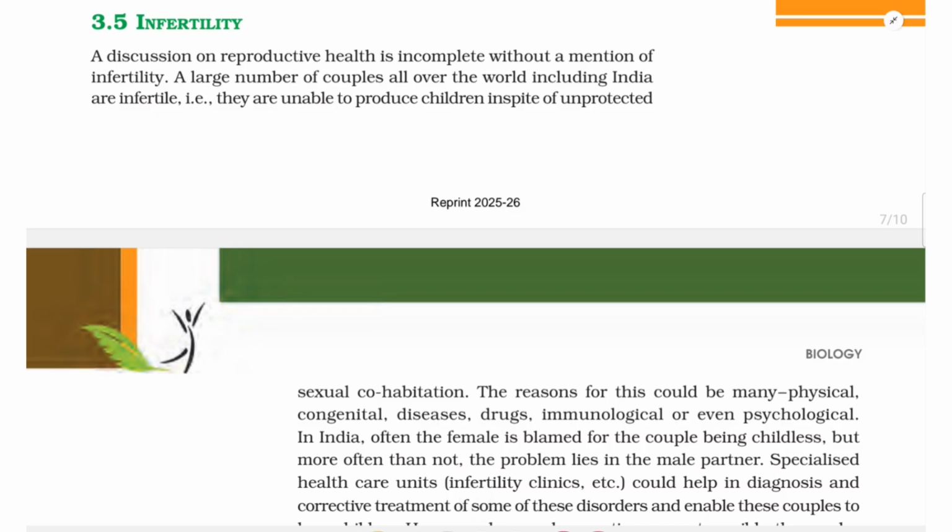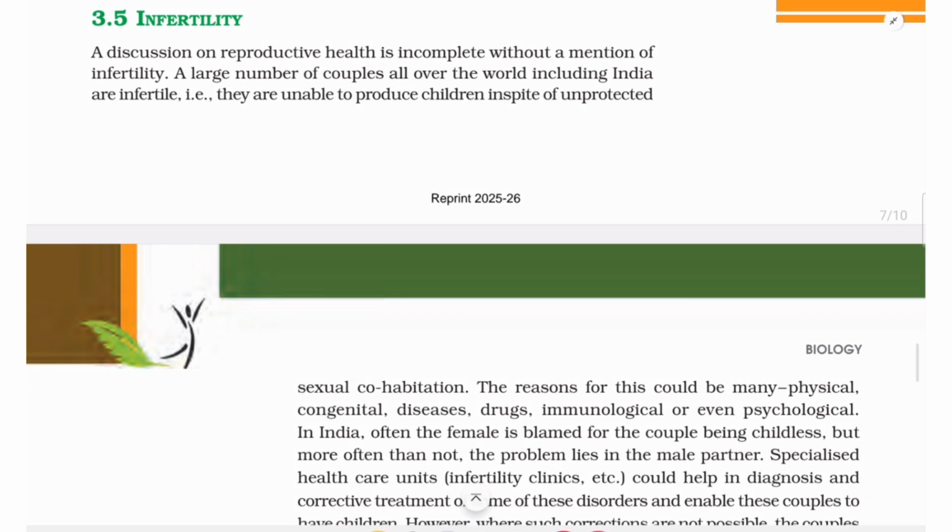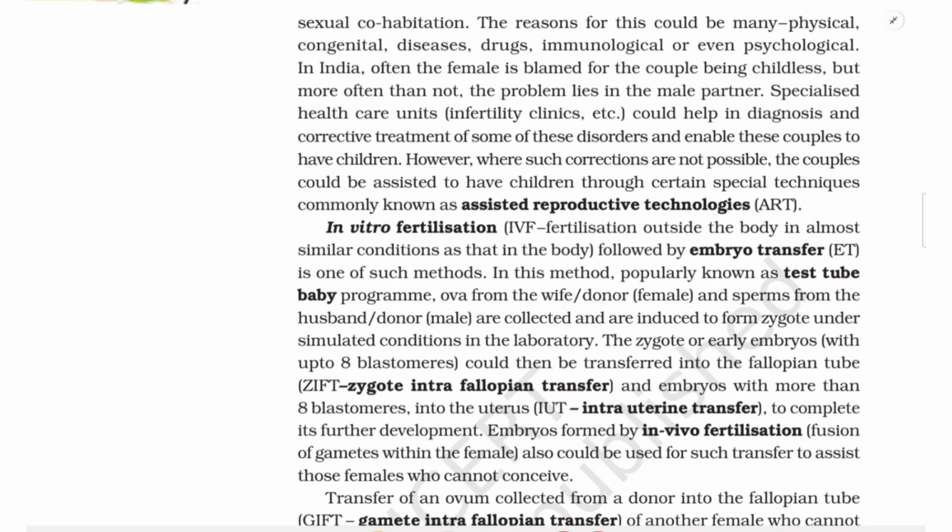3.5, Infertility. A discussion on reproductive health is incomplete without a mention of infertility. A large number of couples all over the world, including India, are infertile, that is, they are unable to produce children in spite of unprotected sexual cohabitation. The reason for this could be many: physical, congenital diseases, drugs, immunological, or even psychological. In India, often the female is blamed for the couple being childless, but more often than not, the problem lies in the male partner. Specialized healthcare units, that is infertility clinics, etc., could help in diagnosis and corrective treatment of some of these disorders and enable these couples to have children.